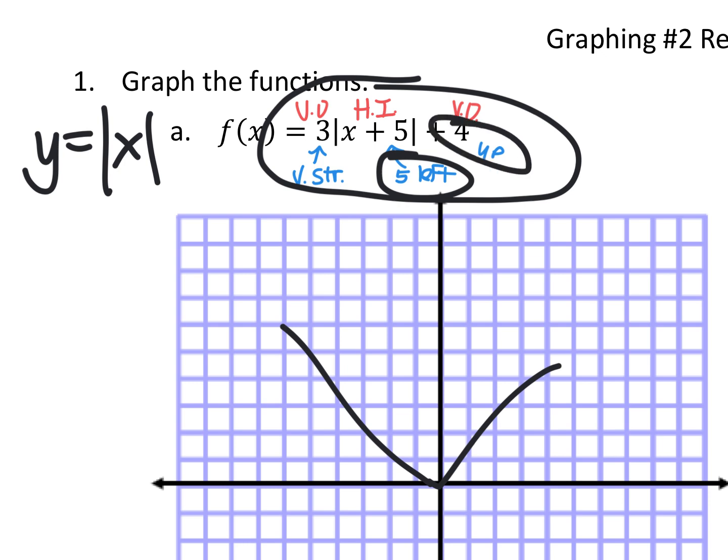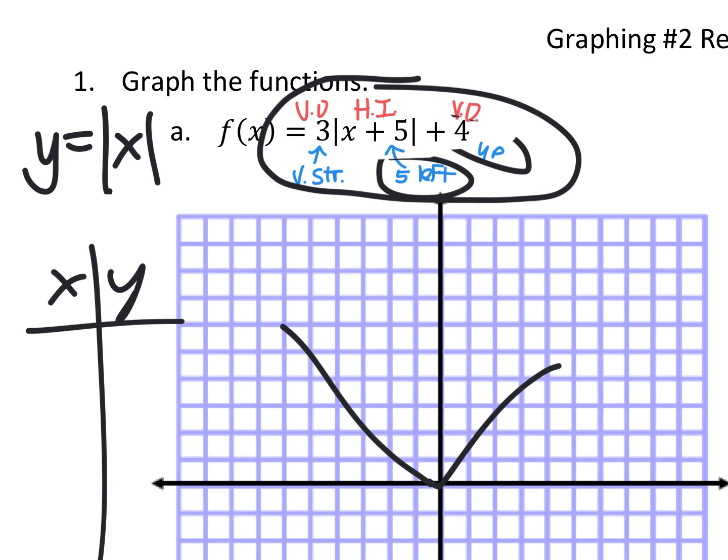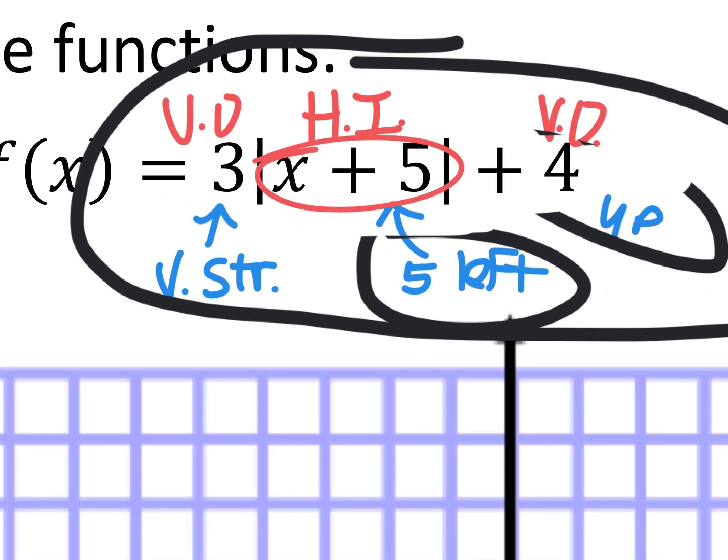But honestly, I wouldn't graph it that way. I'd make an XY chart. Everybody put an XY chart next to it. And now which numbers should I pick? This is not just blindly picking. I would pick something that makes the inside 0. Like what, when I put it in here, in the middle of this function, what would be a good number to start with? What would make this part 0? -5. Yeah, so that's a good thing to start with.